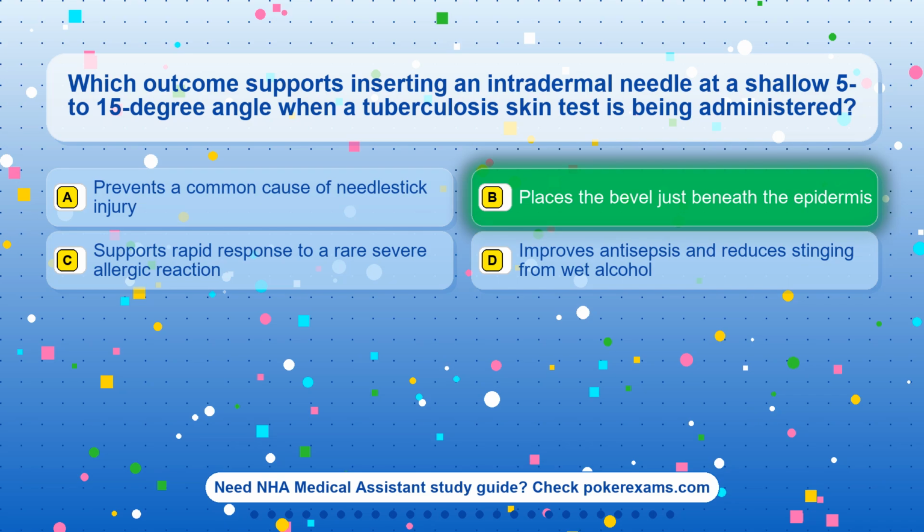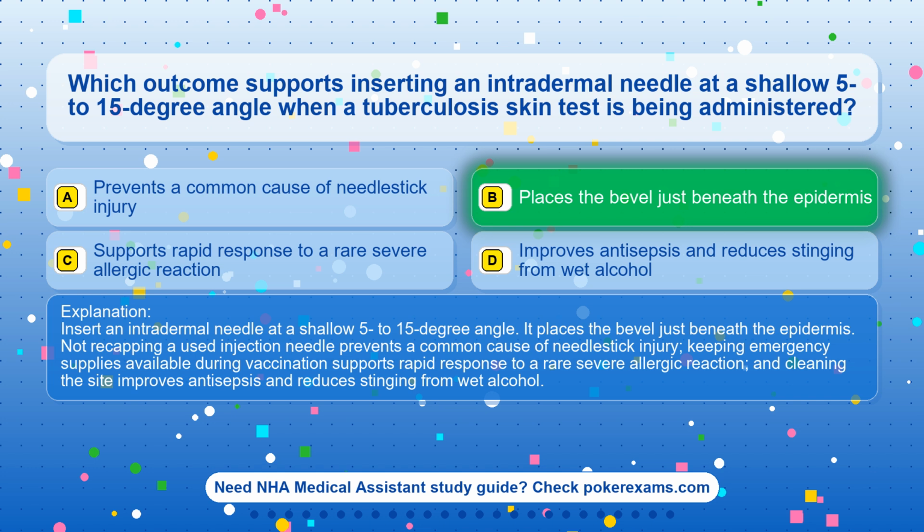The correct answer is option B, places the bevel just beneath the epidermis. Insert an intradermal needle at a shallow 5- to 15-degree angle. It places the bevel just beneath the epidermis. Not recapping a used injection needle prevents a common cause of needle stick injury. Keeping emergency supplies available during vaccination supports rapid response to a rare severe allergic reaction, and cleaning the site improves antisepsis and reduces stinging from wet alcohol.